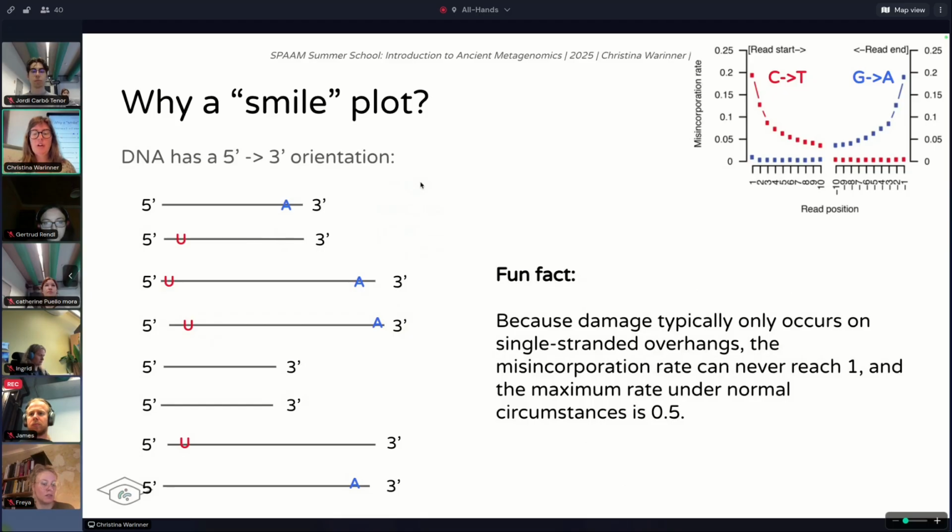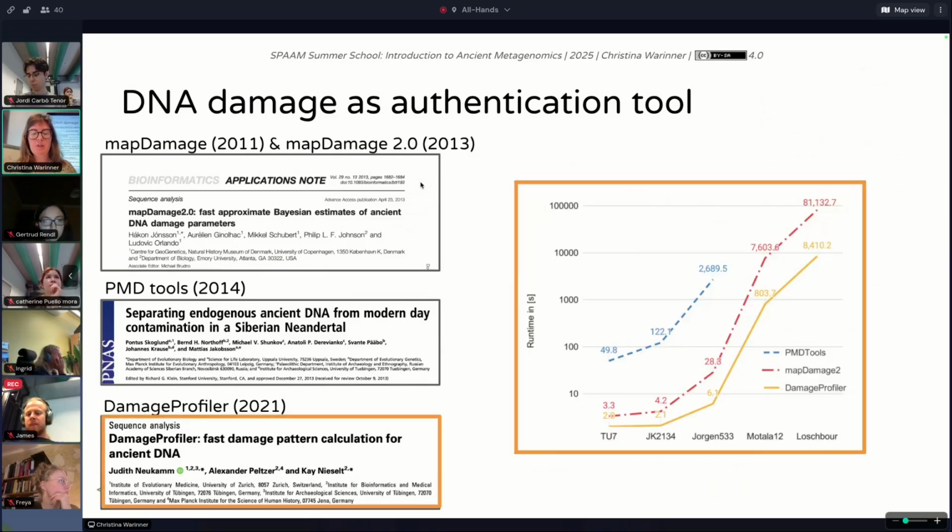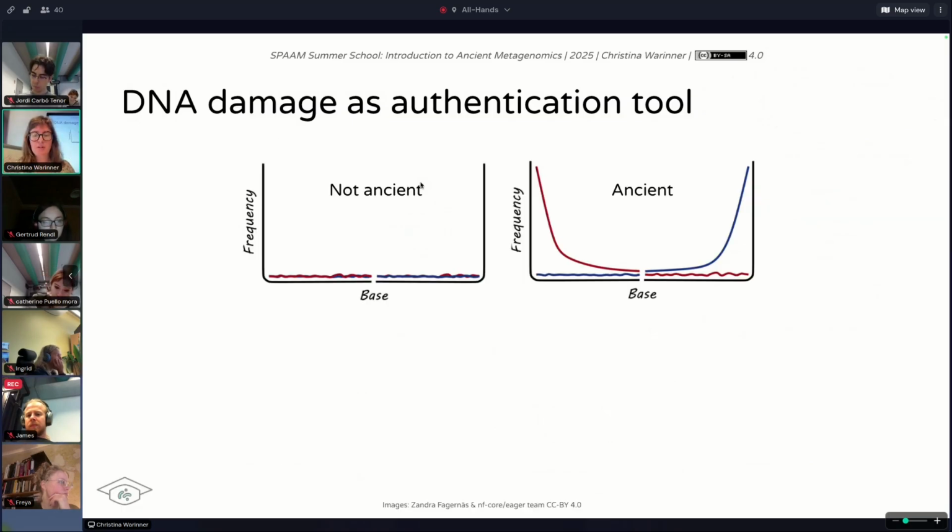All right. So fun fact, because this damage typically only occurs on single-stranded overhangs, the misincorporation rate can usually never reach 1, and the maximum rate under normal circumstances is 0.5. It's 50%. There are a number of different tools now that have been developed that allow us to really rapidly measure these known forms of DNA damage, including mapDamage, PMDtools, and DamageProfiler. We're going to use DamageProfiler in this class because it's quite fast and it's comparable to the others.